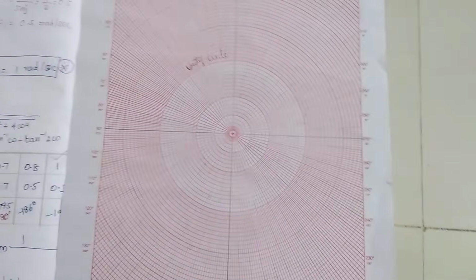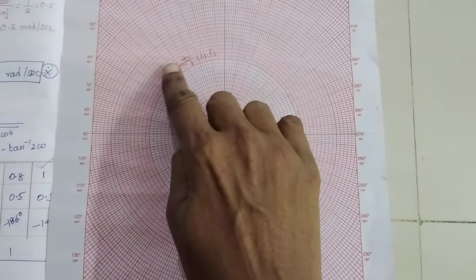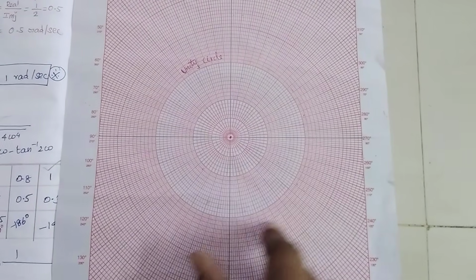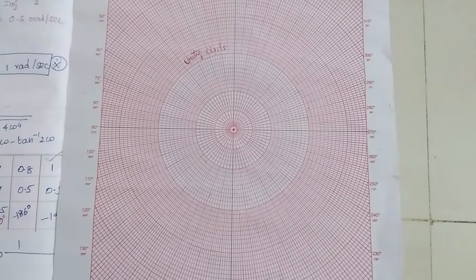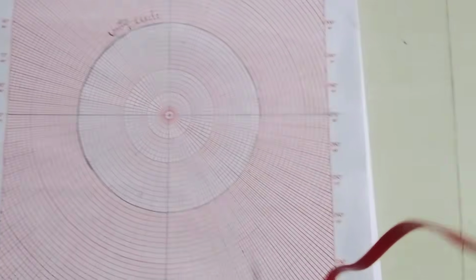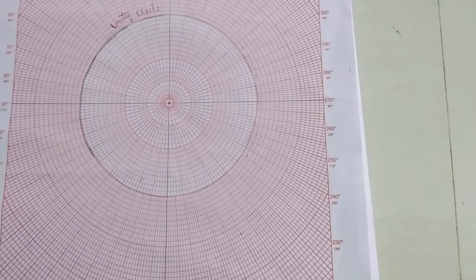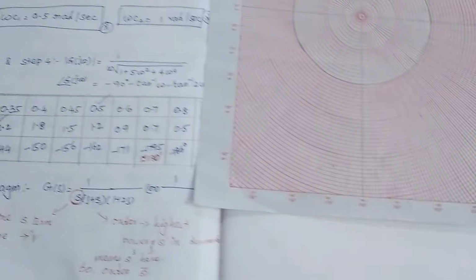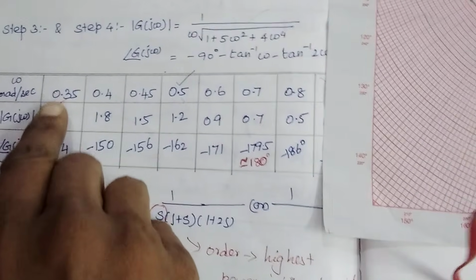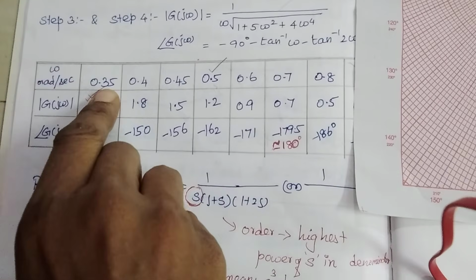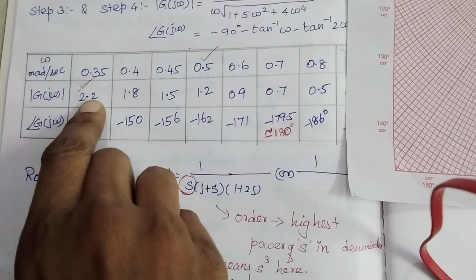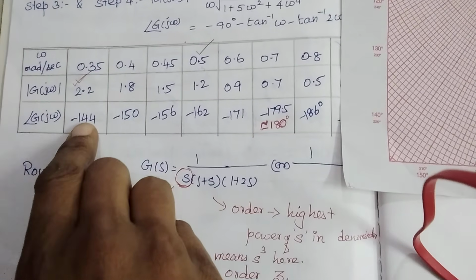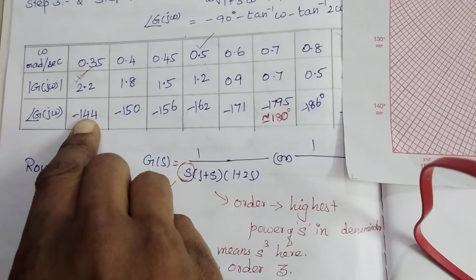Unity circle. Then make a dark line over the unity circle using a pencil, like this. Draw the full unity circle. Now depict all the points in a plot. Find our omega value 0.35, magnitude value 2.2, angle minus 144.